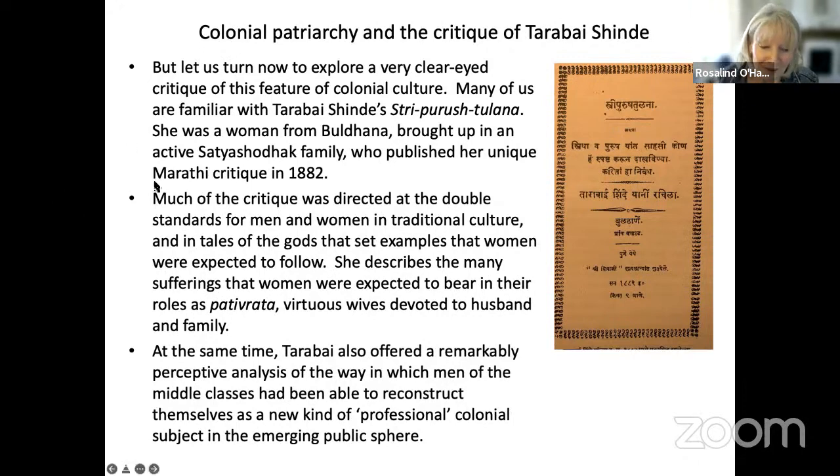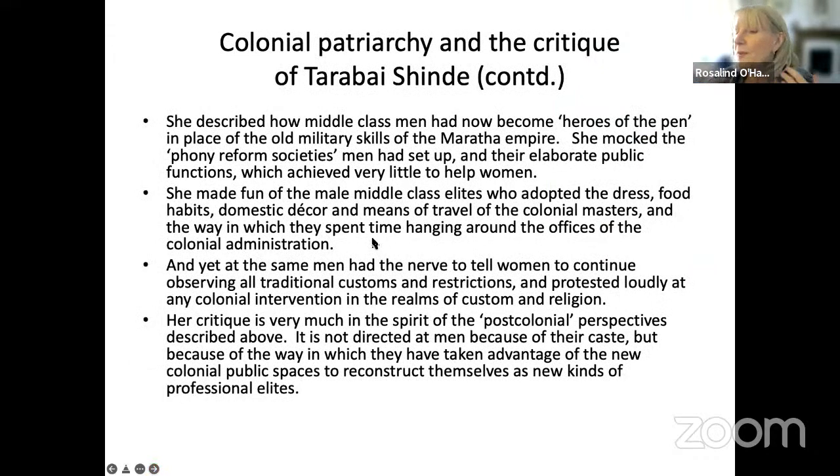There you are, sort of, you've become heroes of the pen pushers. You all are, in place of what we remember as the warrior heroes of Shivaji's day. There you are with your phony reform societies, she says, referring to social reform movements. There you are with your public functions, presenting each other with awards and congratulating yourselves, and it doesn't do anybody any good.